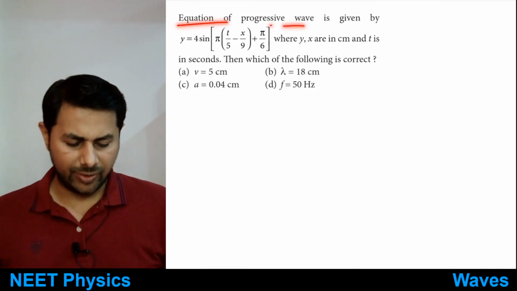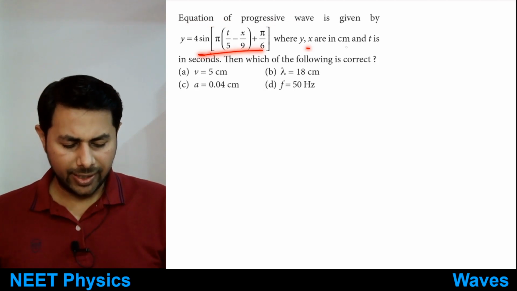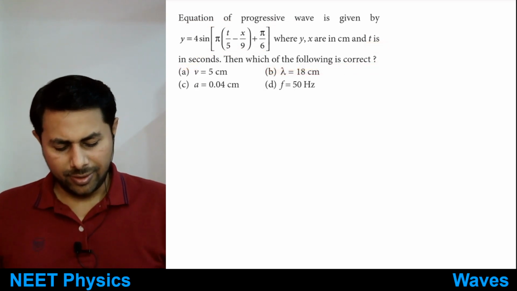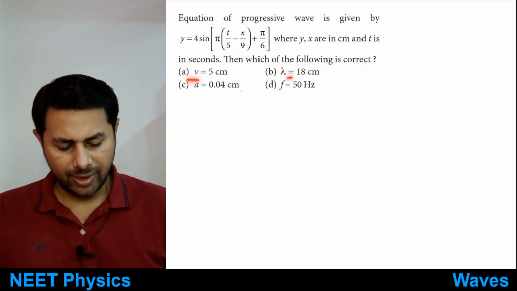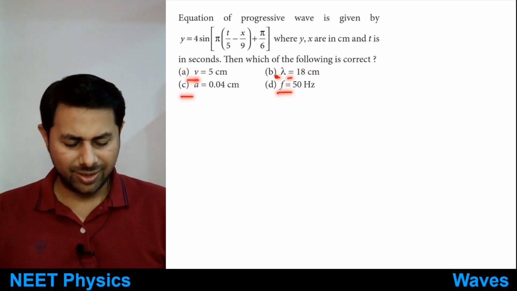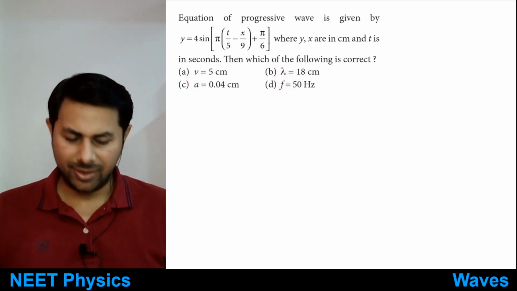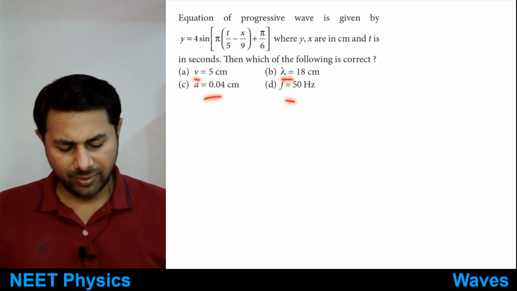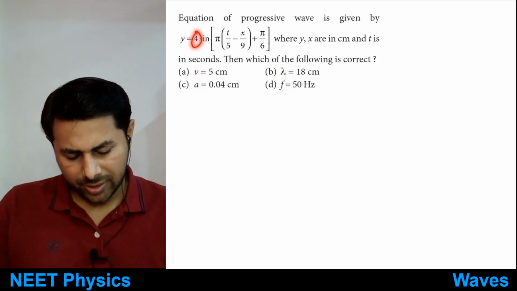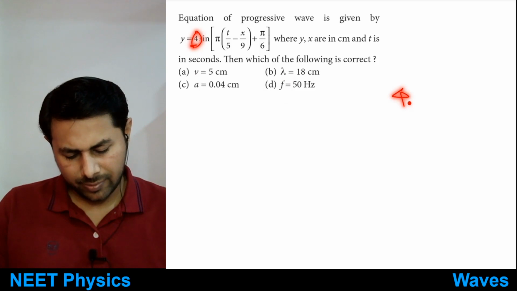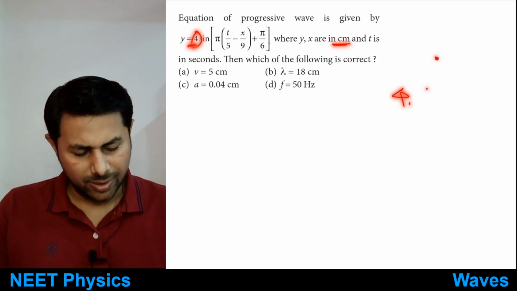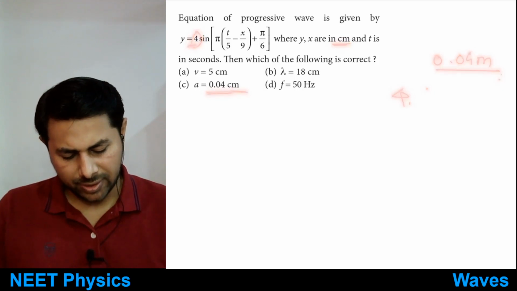Equation of a progressive wave is given by this thing, where y, x are in centimeter and t is in seconds. Then which of the following is correct? Okay, so here they have given v, lambda, a and f. That means velocity, wavelength, then what? Amplitude and frequency. So different things are given. Okay, amplitude is 4, right? Amplitude is 4, but what is that? It is in centimeters, right? So 0.04 meters, and they say 0.04 centimeters, so this is incorrect.